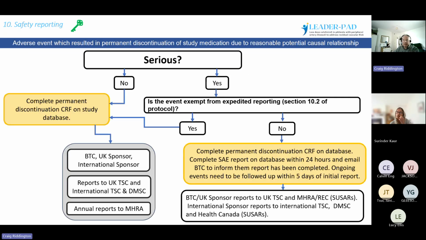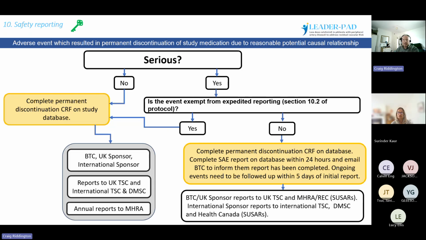As mentioned earlier, this is slide 58, where the flowchart details the reporting for safety events. As you can see, if there is an adverse event which resulted in permanent discontinuation of the study medication due to a reasonable potential causal relationship, you first of all need to establish if it is serious. If it is not serious, you complete the permanent discontinuation CRF on the database.